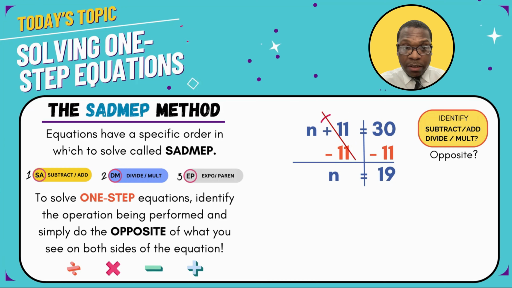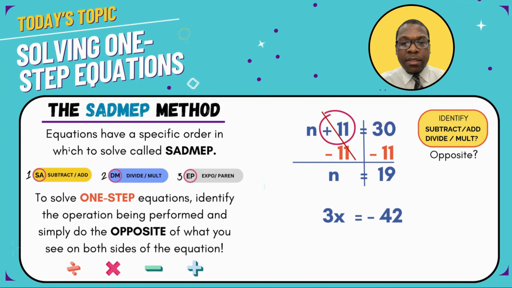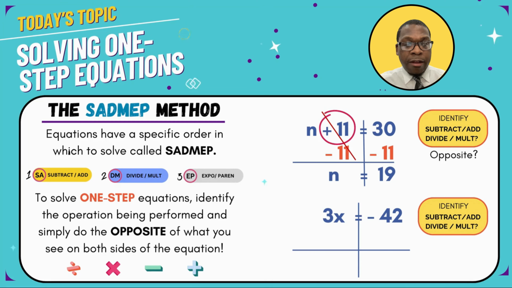Now, we'll look at another example just to get some practice and see if we can do another operation. Now, we'll take a look at 3x equals negative 42. And here we'll do the same thing. We'll start off by making our scales so we can keep the equation balanced. And we need to identify, do we see any subtraction, addition, division, or multiplication? In one-step equations, we just have to identify, what do we see?